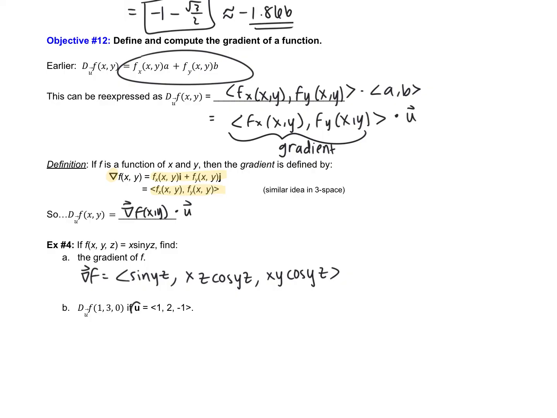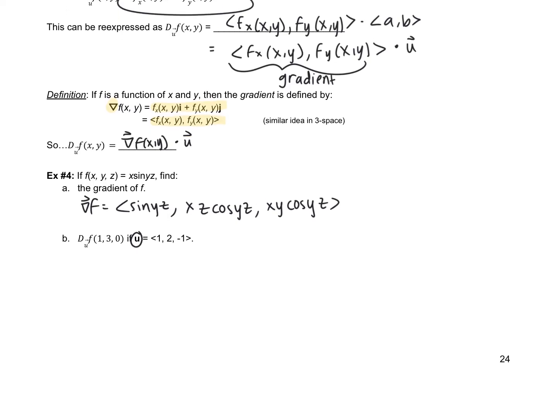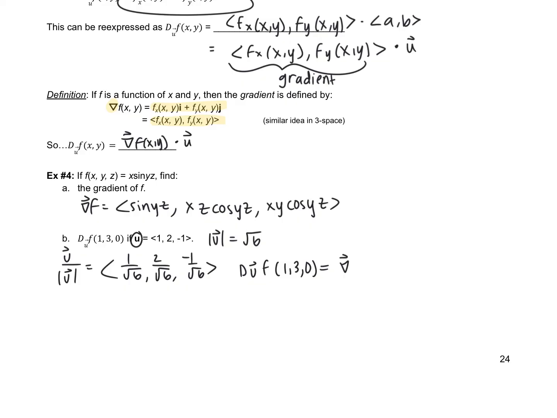So if we remember, we have some direction u here, but we need a unit vector. And we're going to notice that the length of u is actually root 6. So we're going to continue by taking u and dividing by the magnitude so that we get a unit vector. So we have 1 over root 6, 2 over root 6, and negative 1 over root 6. So our directional derivative in the direction of u at the point 1, 3, 0 is going to be the dot product of our gradient evaluated at 1, 3, 0 dotted with our unit vector.